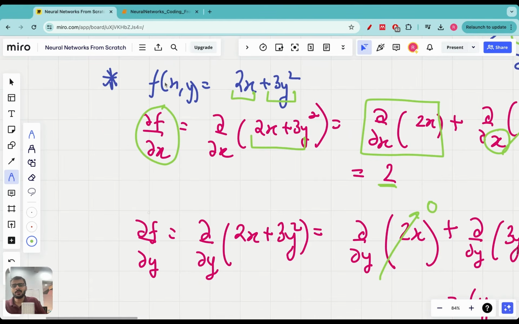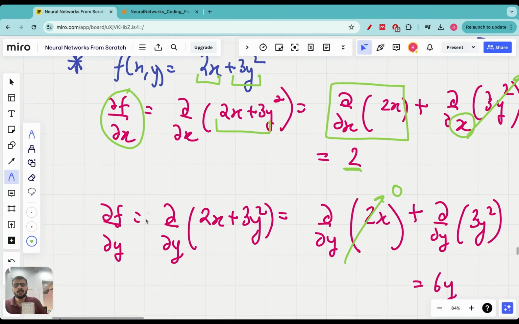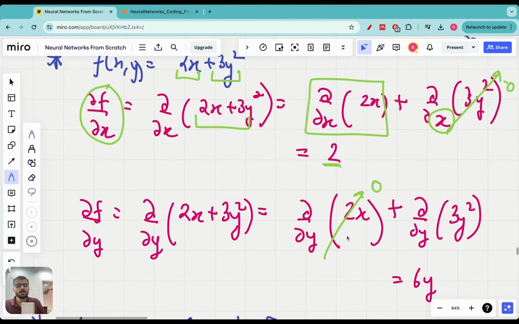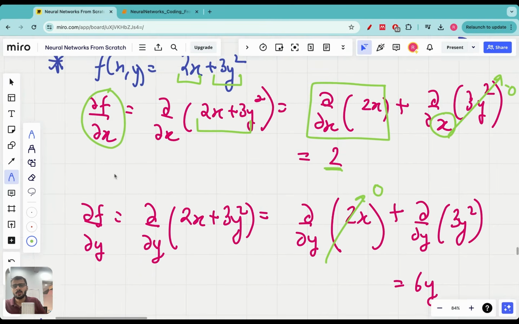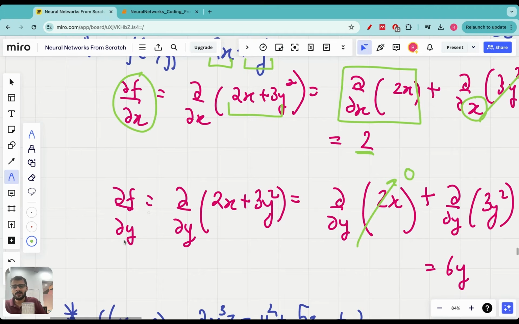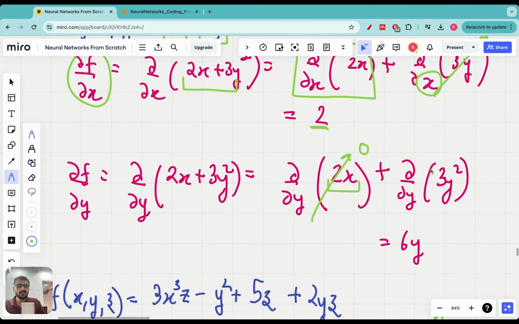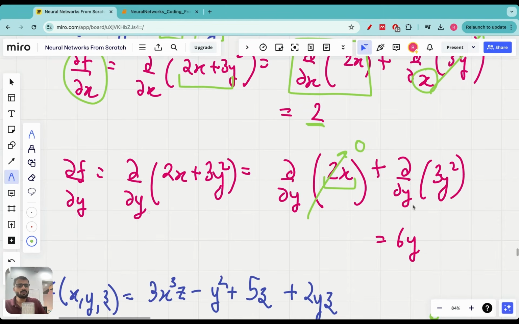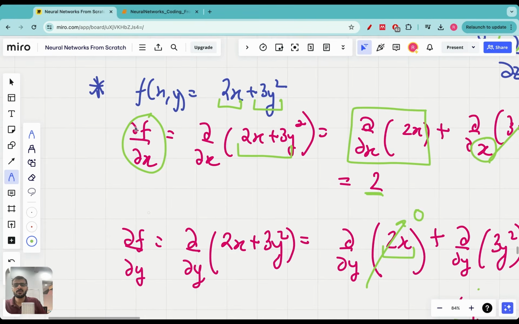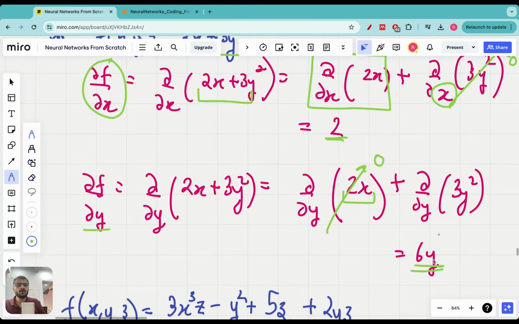When you want to calculate the partial derivative of f with respect to y, it will be the partial derivative of 2x with respect to y plus the partial derivative of 3y square with respect to y. Now, the trick which I mentioned before: if you are taking partial derivative with respect to y, all other variables need to be taken as constants. So this will be taken as a constant, and derivative of a constant with respect to y will be 0. So the only thing which will survive is the derivative of 3y square with respect to y, and that will be 6y. So if you look at f, the partial derivative of f with respect to x is 2, and the partial derivative of f with respect to y is 6y.